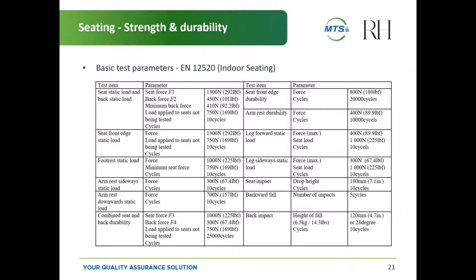Here's some of the basic parameters. It's covering from the static load for the seat, the back static load, seat front, footrest static load, and you can see we have the test item, the parameter, and then what's being used for the cycles and the weights that are being applied. And we cover all the different aspects, the armrest durability, leg forward static load. So all of these tests will be applied to the chair as applicable for that style of chair that we're looking at.